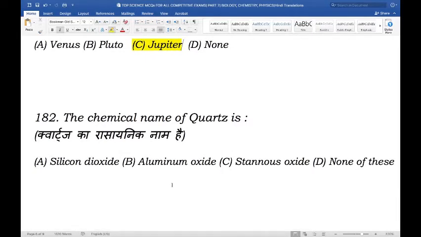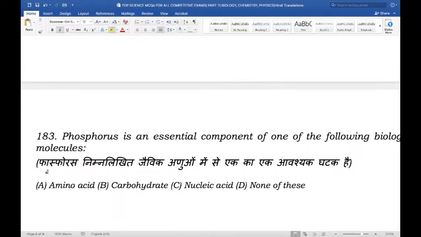The chemical name of quartz is, is it A, silicon dioxide, B, aluminium oxide, C, stannous oxide, or D, none of these? So the chemical name of quartz is A, silicon dioxide. So remember, quartz is found in abundance and has several electronic uses, such as oscillators in radios, watches, and pressure gauges. Moving on to the next question.